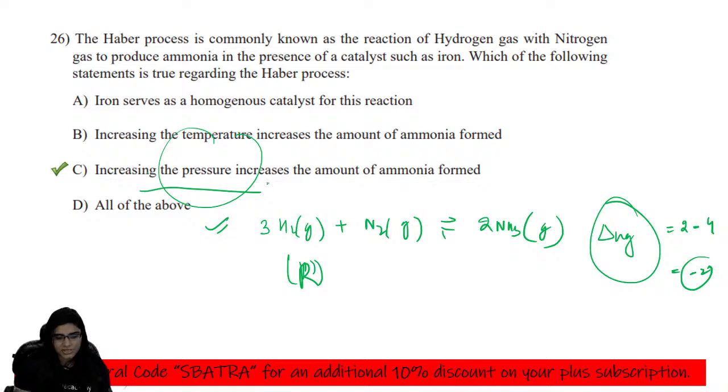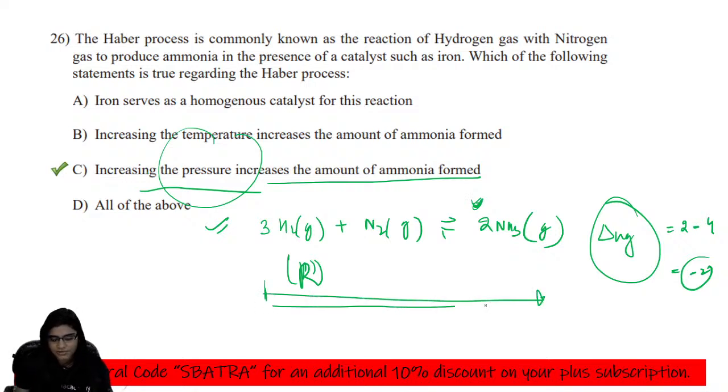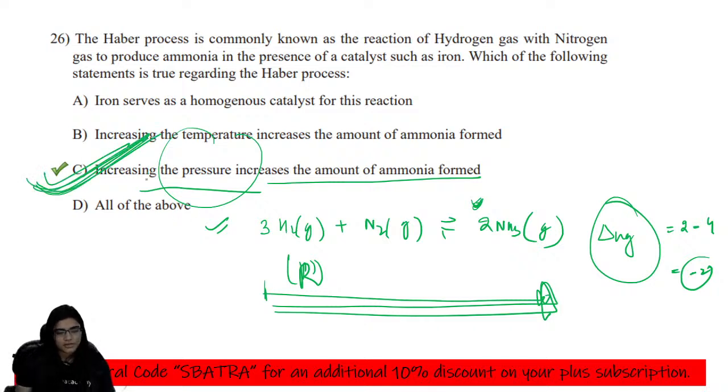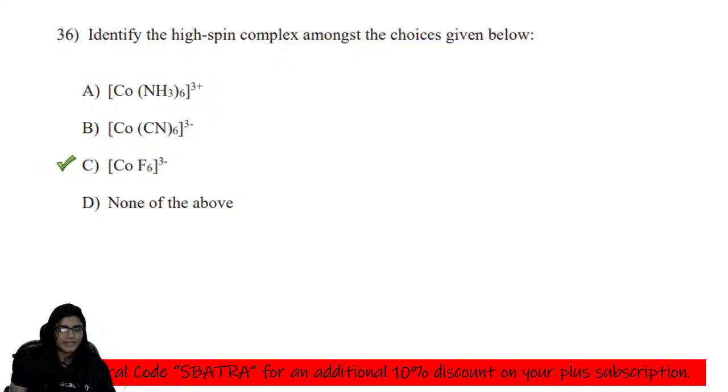So, increasing the pressure increases the amount of ammonia formed. If I increase the pressure, the reaction is going to shift in the direction where you have fewer moles. You have fewer moles on the product side, so on increasing the pressure, the reaction will shift in the forward direction. So this statement is absolutely correct, and option C is the correct answer. I hope this is also clear. Even if you're not clear with the technicality of the Haber process, you can still do this question. This is all about the concepts of chemical equilibrium. Let's take the next question now.